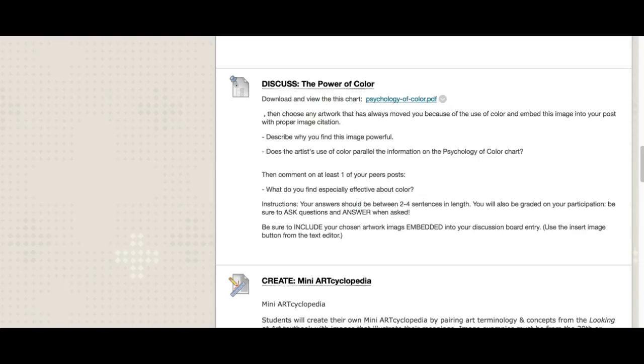So something you might think of asking is, what do you find especially effective about color? Or if there's something interesting they wrote in their post, you can go ahead and comment on that or ask them a question. So your answers for any questions I ask should be about 2 to 4 sentences in length. Remember, if you err more on the side of 4 sentences, that's given me some real depth, some meat and potatoes there to these topics. You will also be graded again on your participation, so be sure to ask questions and answer when asked. And again, be sure to include your chosen artwork image embedded into your discussion board entry.